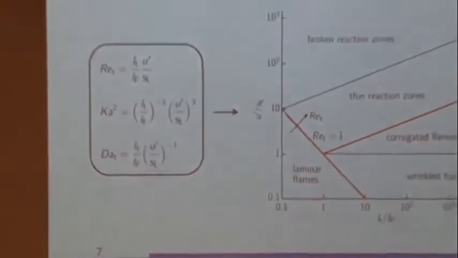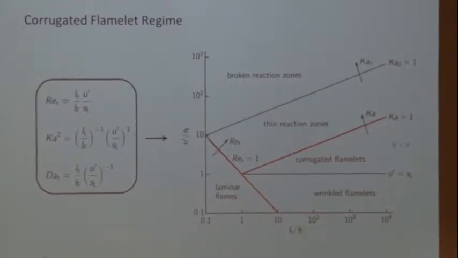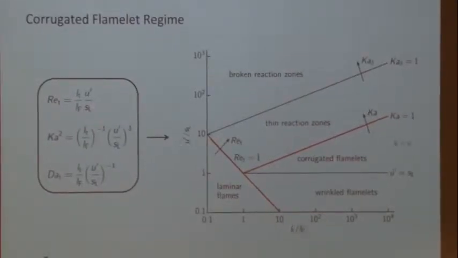So now we can use this to build these regime diagrams. This is very interesting because now we expressed all these non-dimensional groups in terms of a velocity and a length scale ratio. And so these are the important parameters that describe the flame and the turbulence. Then we can see how these parameters look like for different values of these parameters.